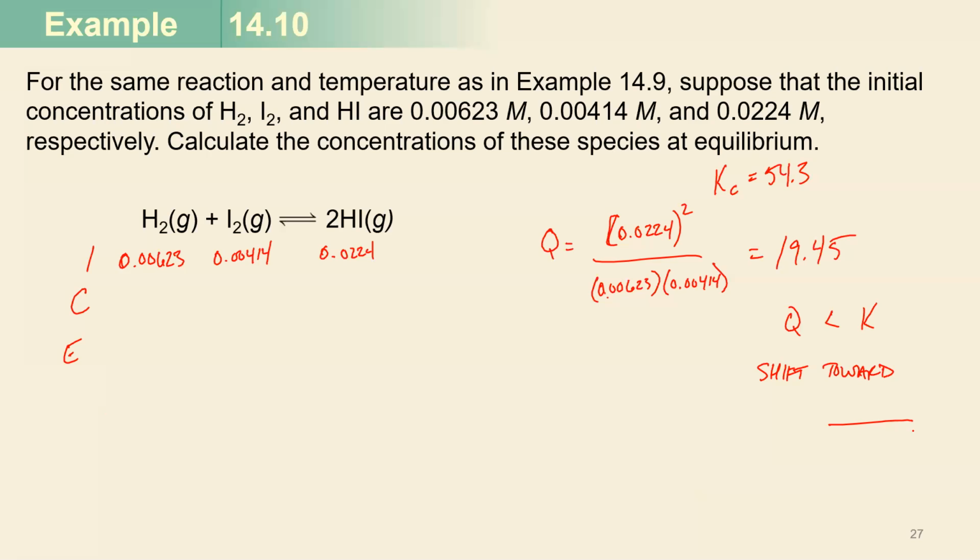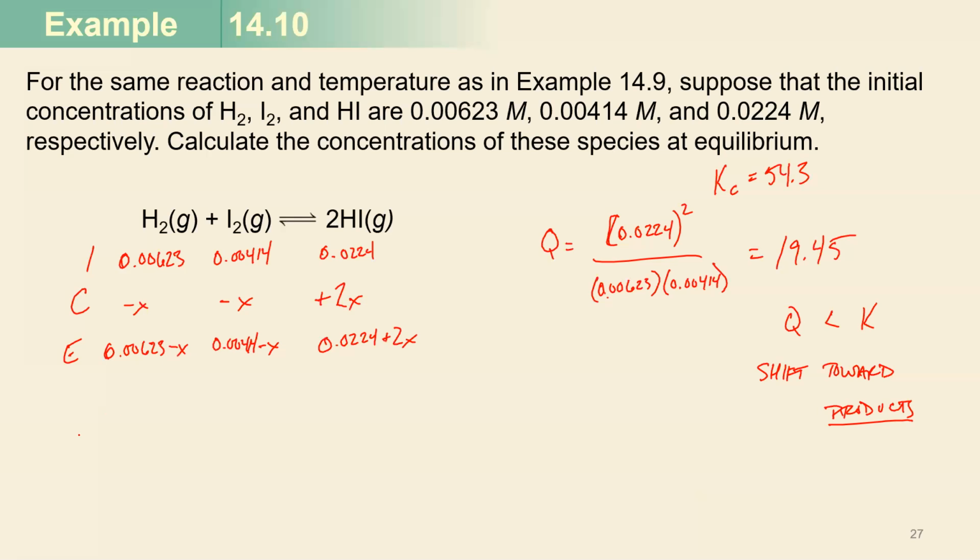Q less than K, which direction do we shift? Products. Yeah, we need to shift to the products, which means we need a plus X on our product side. So plus 2X there, minus X for each of our reactants. So we end up with 0.00623 minus X, 0.00414 minus X, and 0.0224 plus 2X.